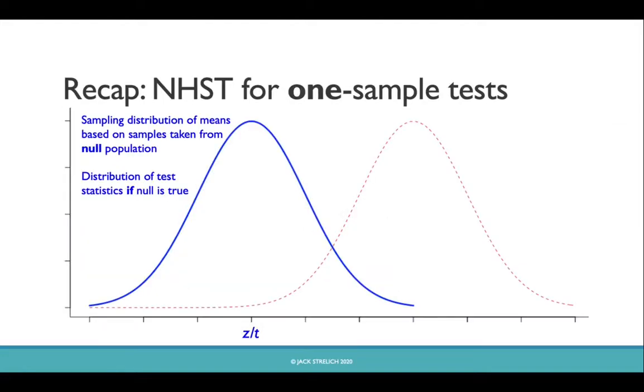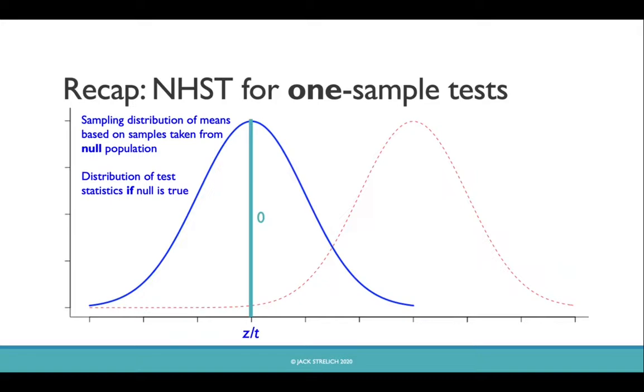Now, let's briefly review null hypothesis significance testing, NHST, for one-sample tests, the z-test and the one-sample t-test. The blue bell curve here represents the distribution of test statistics, either z or t, if the null is true. In other words, it is the sampling distribution of means based on samples taken from the null population. And importantly, because z and t are standardized, we know that the mean of this distribution is 0, represented by the teal line here. If we're just drawing samples at random from the null population, the average z-score, or the average t-score, of those samples will be 0.